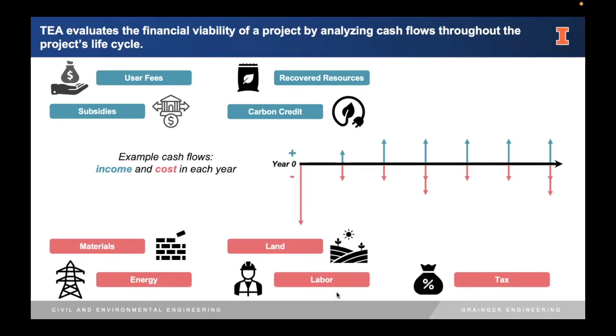For costs, along the life cycle, we often consider, at the start of the project, we have capital investments. This could usually include material cost for the system, land purchase cost, and along the life cycle of the project, we have costs associated with operation and maintenance. For example, the energy use, the labor cost associated with the maintenance and operation, and also if this project has some sort of income, it might get taxed.